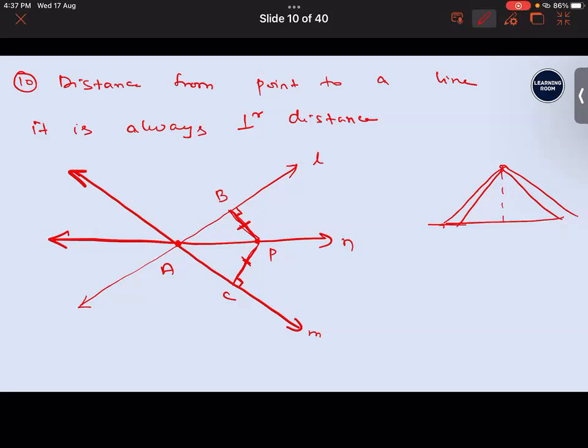Show that line N along AP bisects the angle between L and M. Can you prove it? Yes, sir. How will you do it? If you are able to prove that these two triangles are congruent, your job is done. Then you can say that the angles are equal. So, how will you prove that they are congruent? That's it. You have RHS.